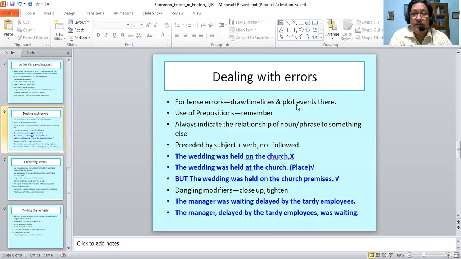Again, dangling modifiers, a repeated problem. The solution to that would be to close them up to tighten the construction. The manager was waiting, delayed by the tardy employees. This doesn't make sense. It's very, very confusing. So: the manager, delayed by the tardy employees, was waiting. This makes better sense. I have redrafted it to make it a tighter construction. So deal with dangling modifiers by tightening them up.